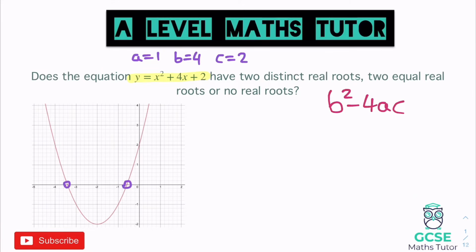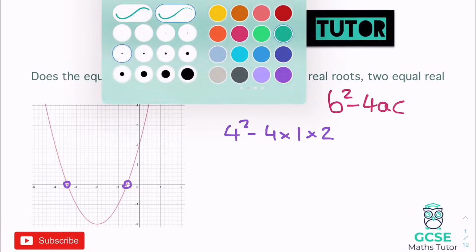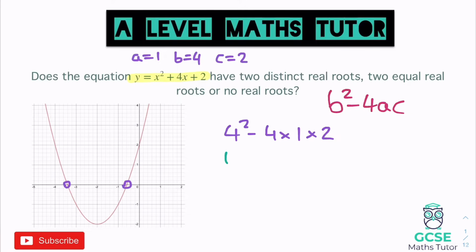And if we stick all of these numbers into the discriminant, so b squared minus 4ac, let's see what we get. So we've got 4 squared, our value of b, take away 4 times a, which is 1, times c, which is 2. If we work out this calculation, 4 squared is 16, take away 4 times 1 times 2, which is 8, we get 16 take away 8, and we get the answer 8. So the value of our discriminant is 8.